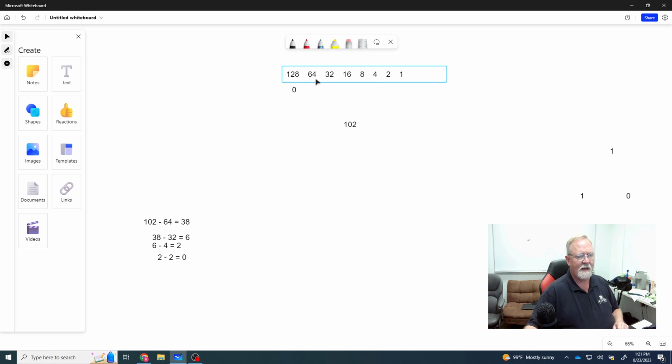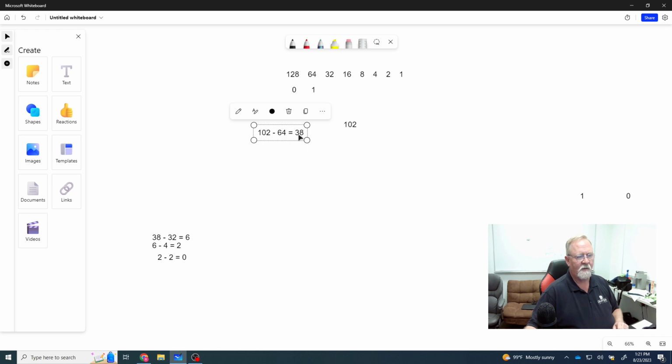But can we take 64 out of 102? That we can do. We know that 64 is removable from 102. So the first thing we do, we put a 1 under 64, and then we subtract 64 from 102. And that leaves us with 38. So we've taken 64 out. Now we've got 38 more to account for.